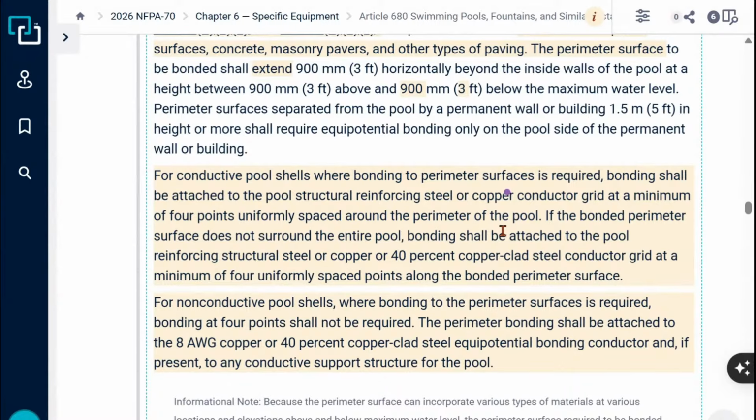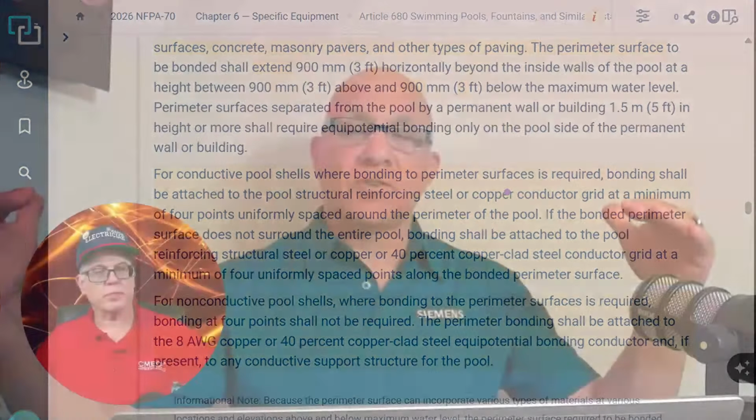Okay, so finally we have the language, the requirement that says make a connection from the perimeter surface down to the conductive pool shell, or maybe it's the copper grid, because the pool shell had the epoxy coating and the copper grid had to be used. So this is somewhat of a delayed language, if you want to think about it, that says make a connection now down to the conductive pool shell. Makes sense to me.